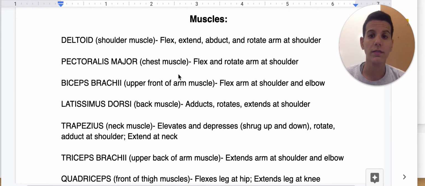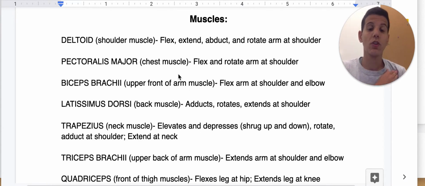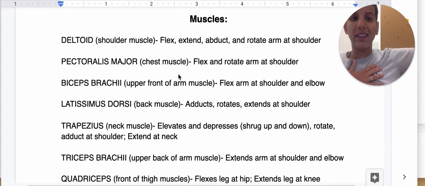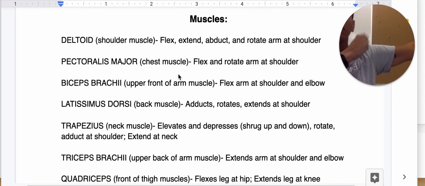Latissimus dorsi, your back muscle. It allows you to adduct, rotate, and extend all at your shoulders. So adduct, if you've ever learned this word before, it means bringing towards your body. So if I have my arm out like this, and I'm going to move myself over so you can see, adduct means I'm taking my arm from my shoulder and I'm moving it towards my body.